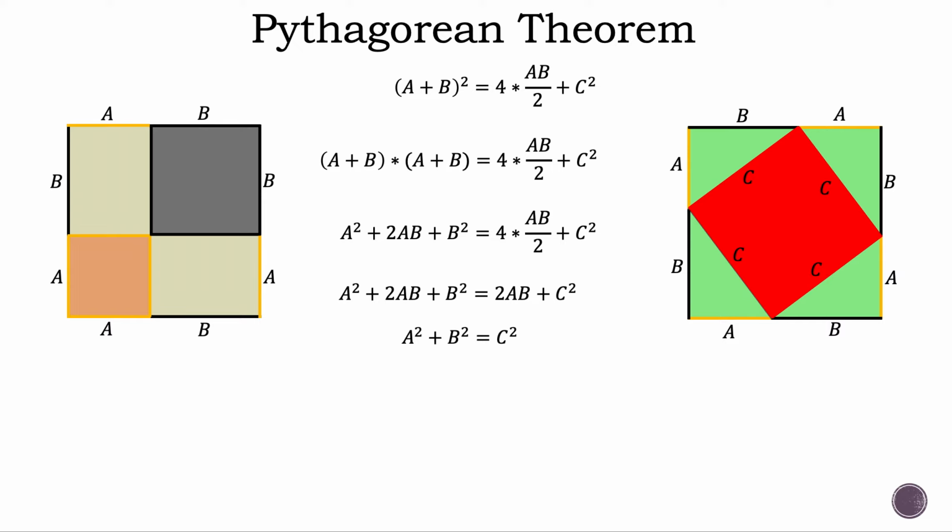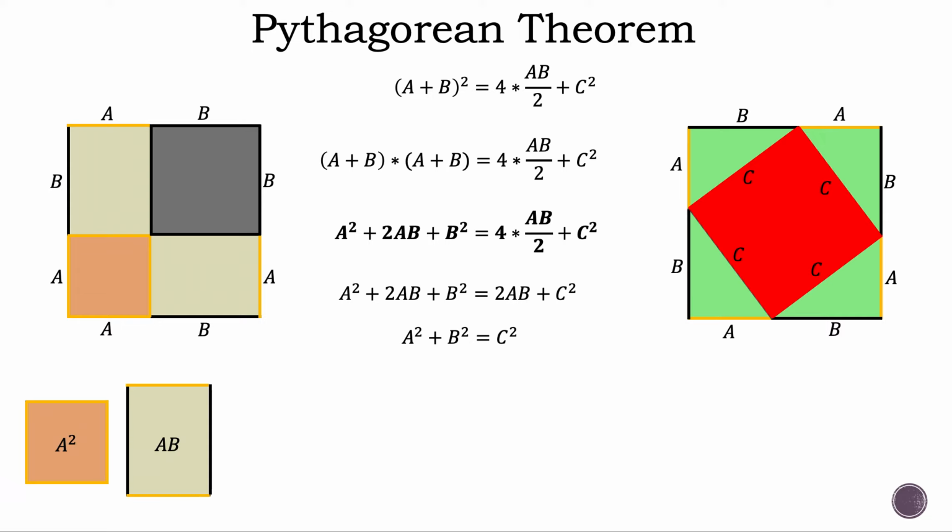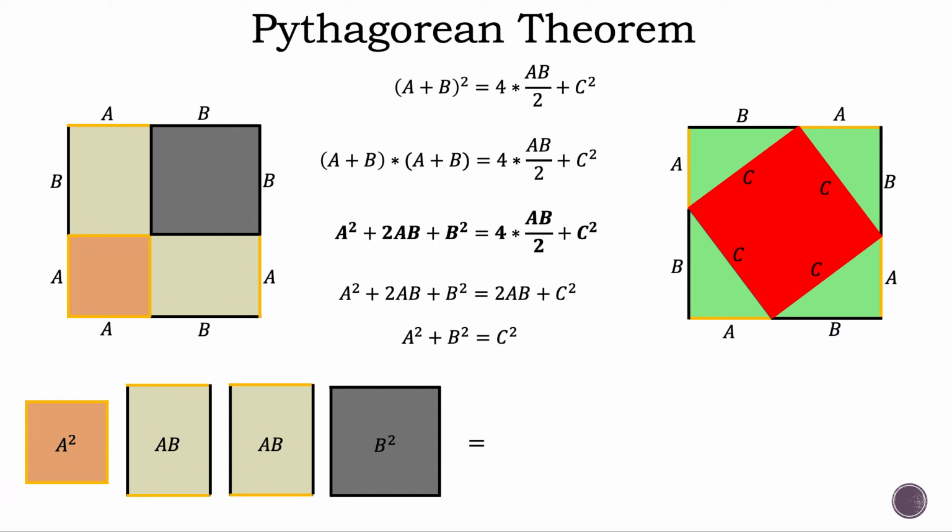Now let's show you why this is the case visually by using a squared plus 2ab plus b squared is equal to 4 times ab divided by 2 plus c squared. Let's show the area of each shape on the left hand side, first by finding the area of the orange square, and that is a squared. Let's find the area of one rectangle, and that is ab, and the other one is also ab. Now let's find the area of the grayish square, and that is b squared.